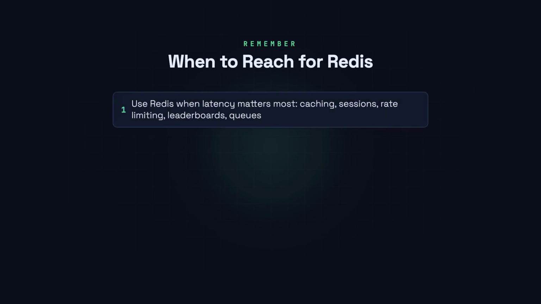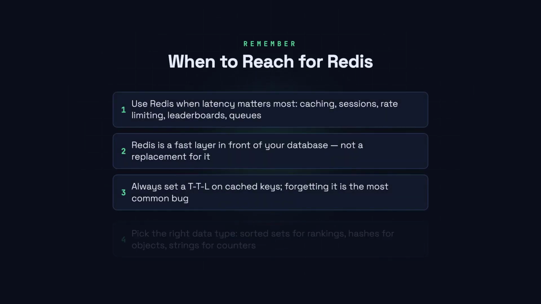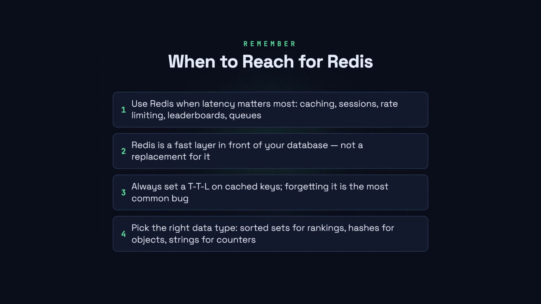Redis earns its place when you need sub-millisecond responses. Keep your durable data in a primary store, use Redis as the fast layer in front of it, and always pair a cached key with a TTL.